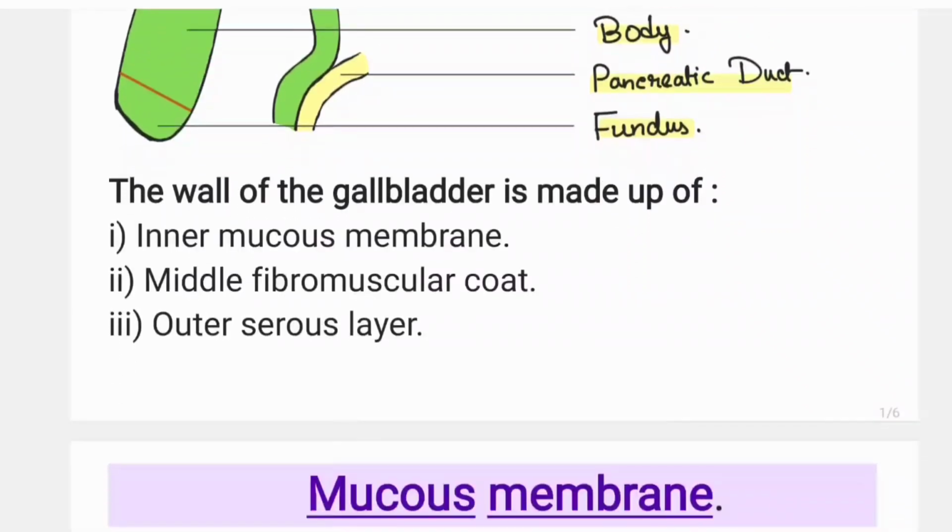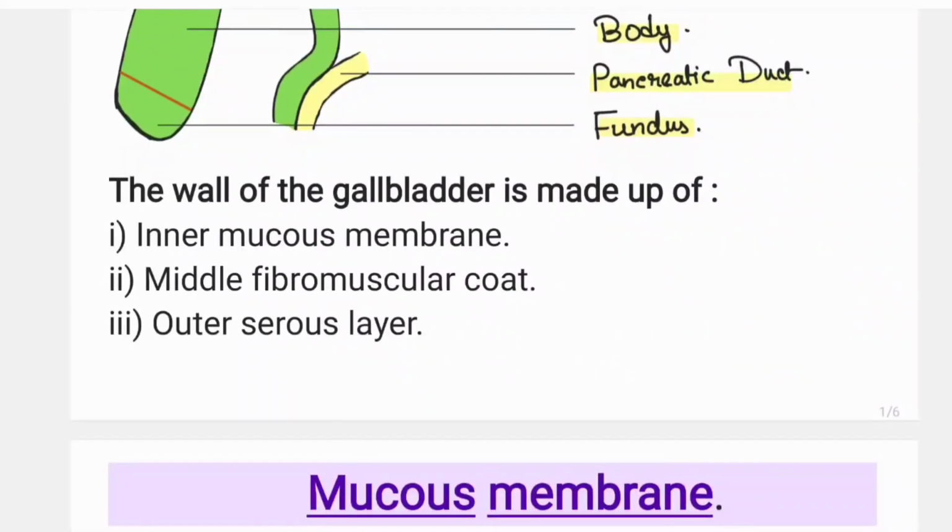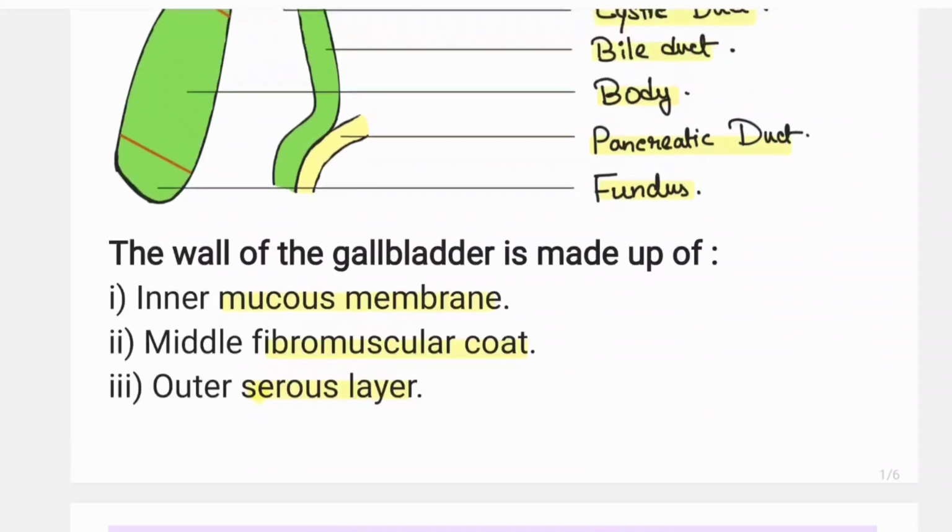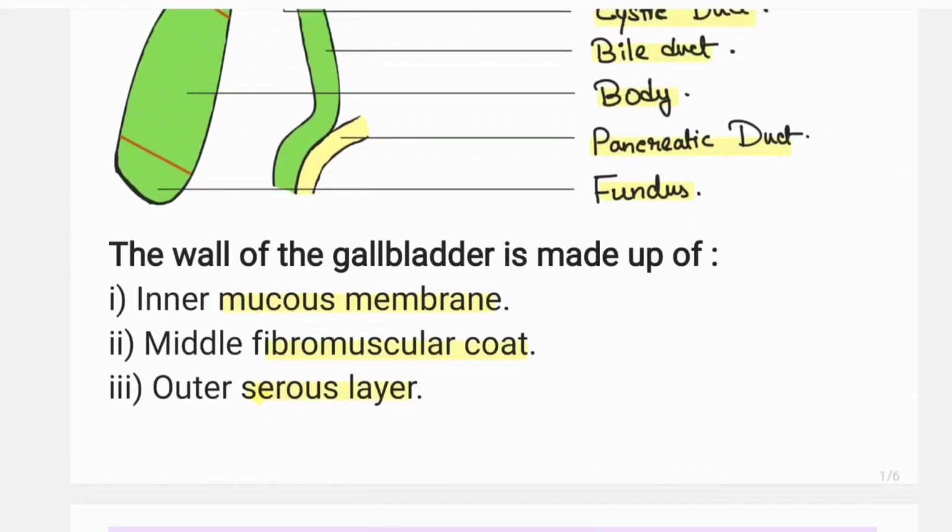Now the wall of the gallbladder is made up of three layers. The inner layer is the mucous membrane, the middle layer is the fibromuscular coat, and the outer layer is the serous layer. So what are the three layers? Number one, the mucous membrane, then the fibromuscular layer, and then the outer serous layer.